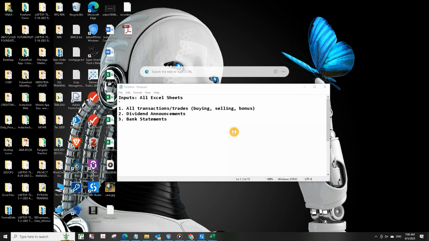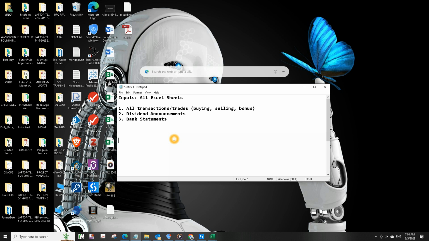So what I'm about to show you is a robot I made that makes this very easy and straightforward. Now, what are you going to need to operate this robot? I've tried to make it as simple as possible. These are the three inputs you're going to need. Everything is in Excel sheets.